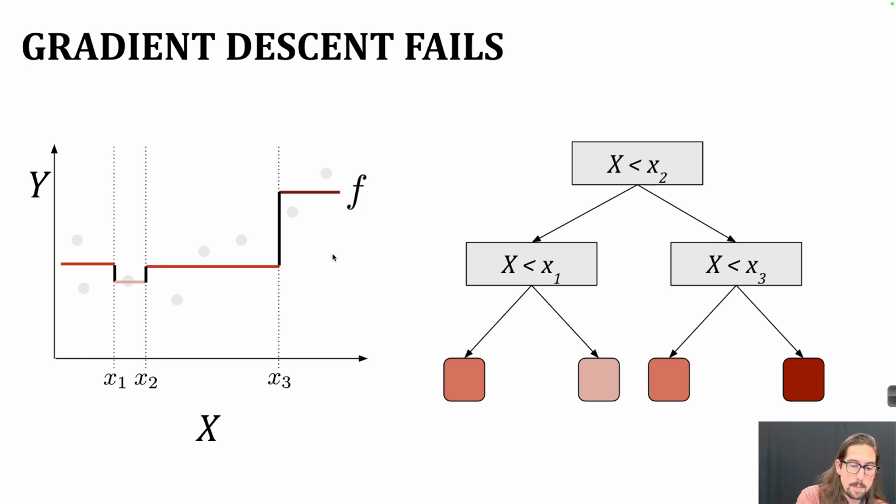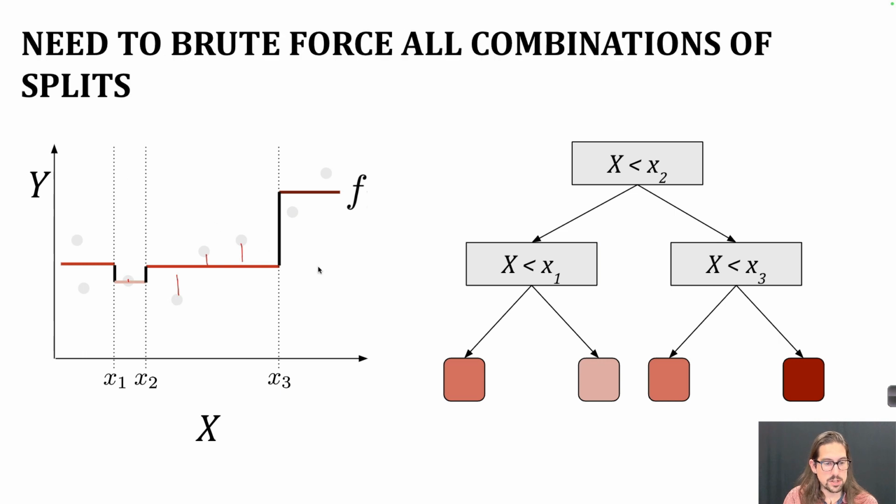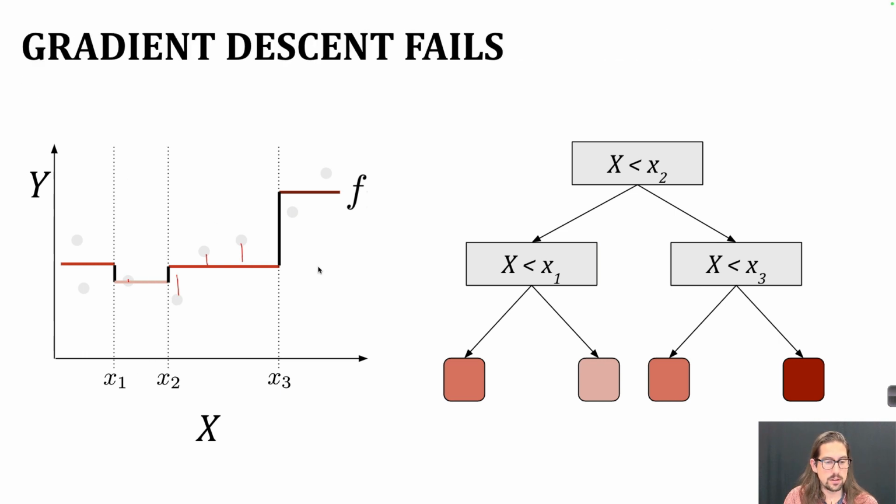Why? Because the loss is determined based on these residuals, right? So for this function, the residuals are like that. For this function, same residuals, right? No difference. So there's no difference in the loss between x2 taking this value and x2 taking this value. It doesn't matter. And so by changing x2 a little bit, the loss doesn't change. There's no way to know which way we should move x2. So that sucks. Gradient descent actually does not work for picking the splits in regression trees.